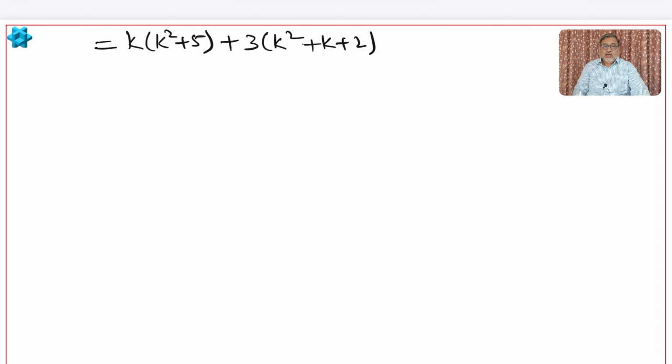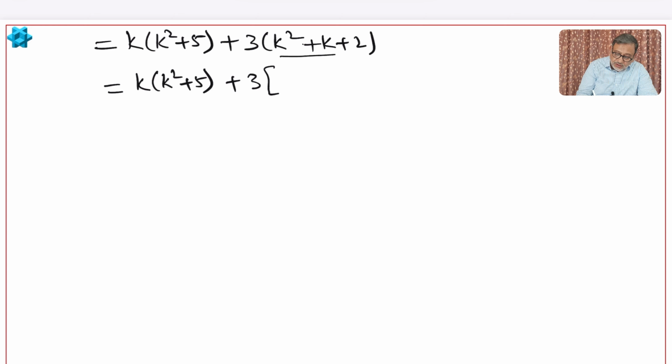Okay, I hope you understood this. So which will be k into (k² + 5) plus 3 into, from these two k can be common, so k(k+1) + 2, right? We can write it like this. I will give it number 2.